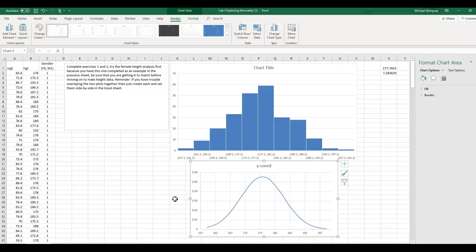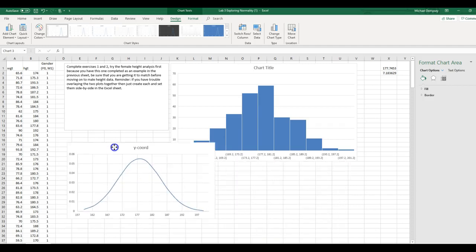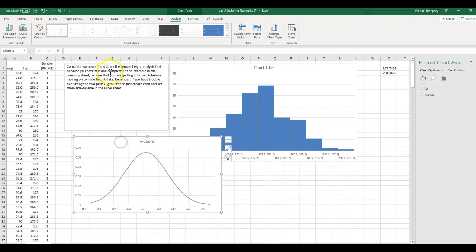Okay, so this is the second video for the discussion for Lab 3. If you didn't watch the first video where I constructed this normal curve to match this histogram, you probably want to go back and watch that first. The rest of this will make a lot more sense. Watch that one first.